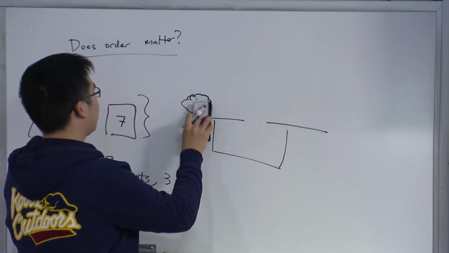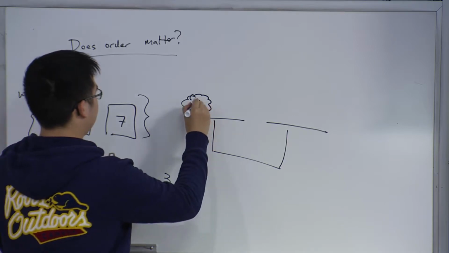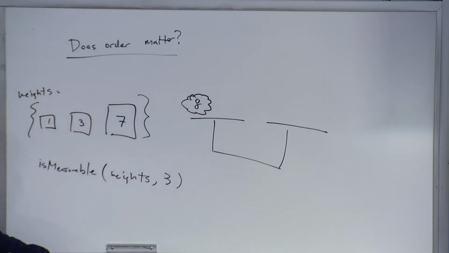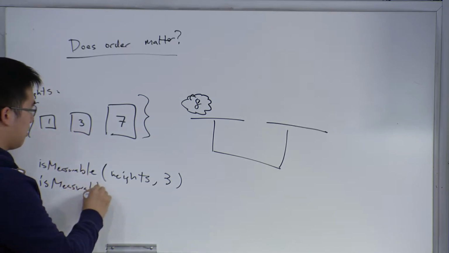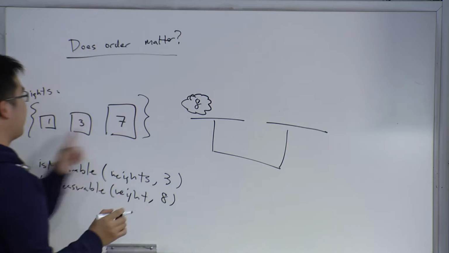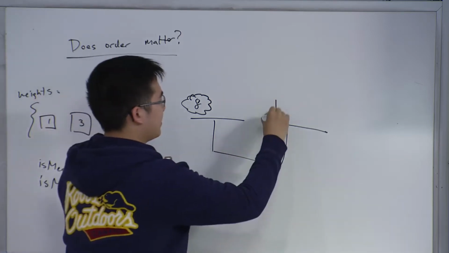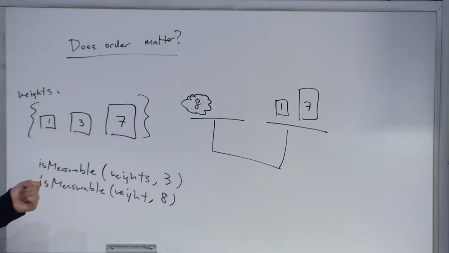Let's think about how about is 8 measurable? How is that measurable? 1 and 7. Yeah. So we just put the 7 and the 1 on the other side, right? Okay. So that would be measurable.